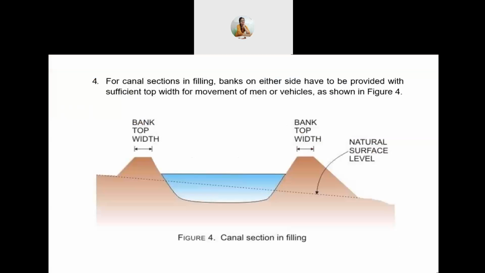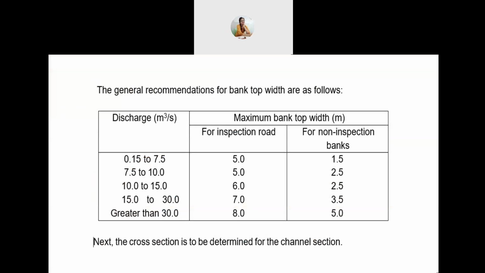The general recommendations for bank top width are as follows: discharge in meter cube per second and maximum bank top width in meters for inspection road and for non-inspection banks. Discharge 0.15 to 7.5: inspection road is 5.0, non-inspection banks is 1.5. From 7.5 to 10.0 is 5.0 and 2.5. From 10.0 to 15.0 is 6.0 and 2.5. From 15.0 to 30.0 is 7.0 and 3.5. Greater than 30.0 is 8.0 and 5.0.